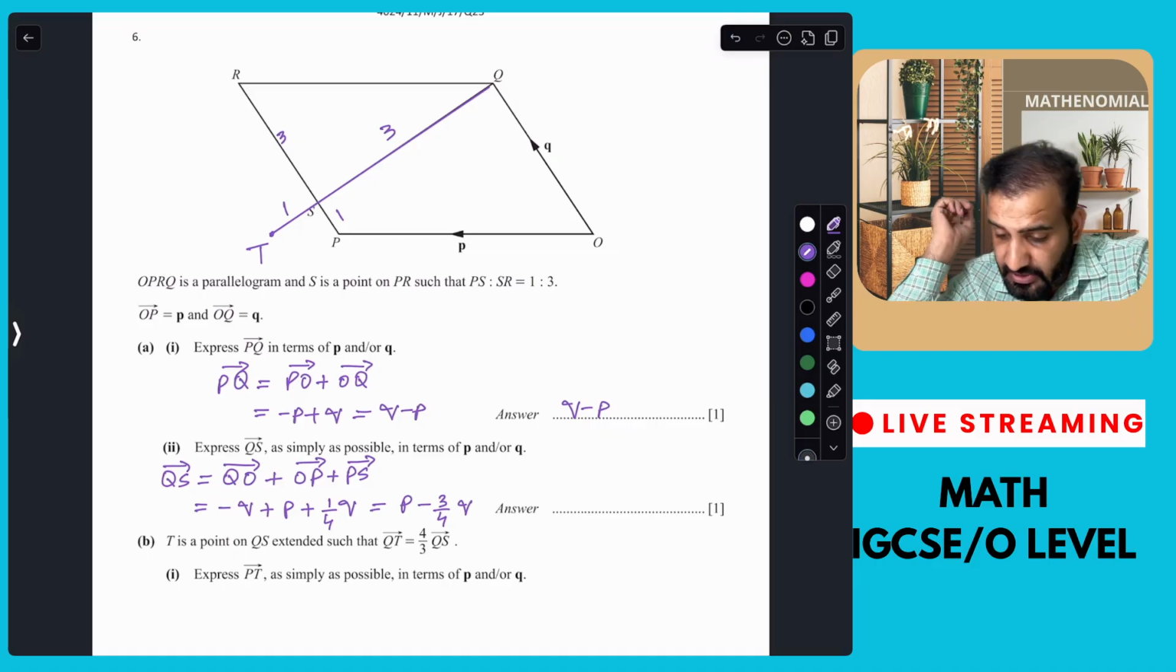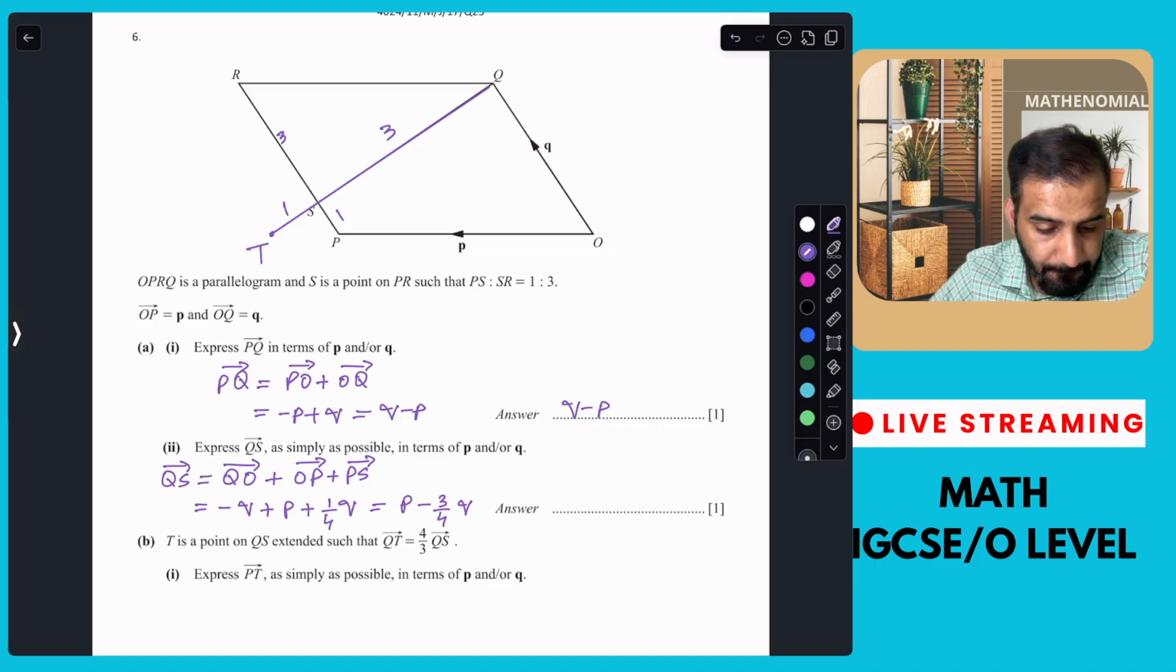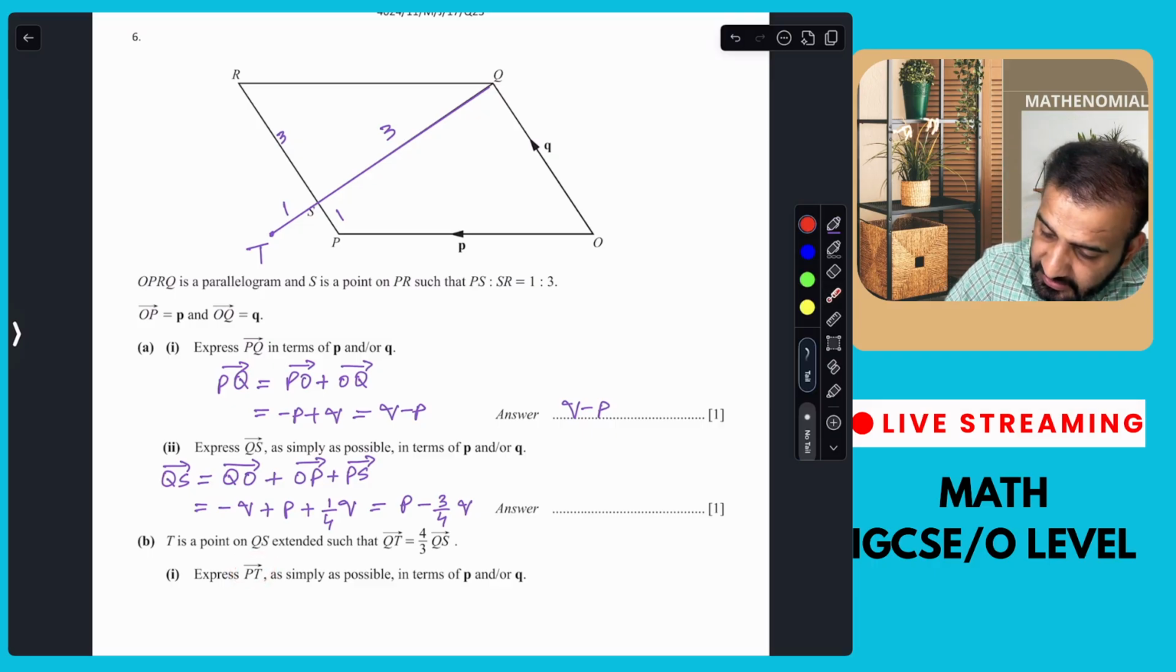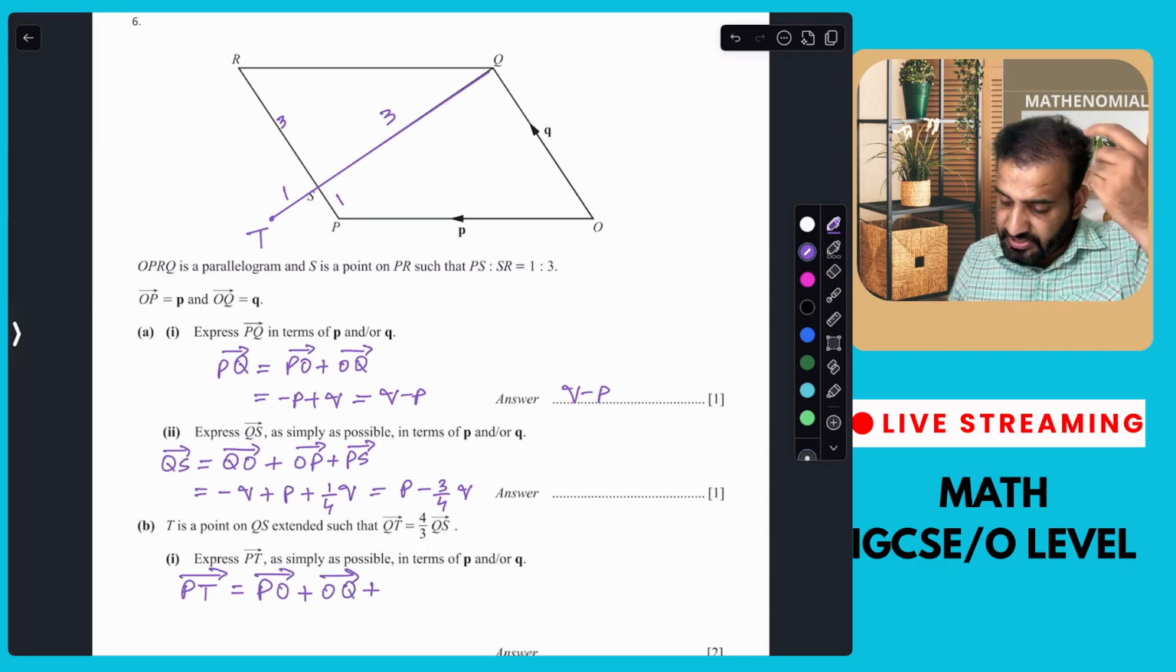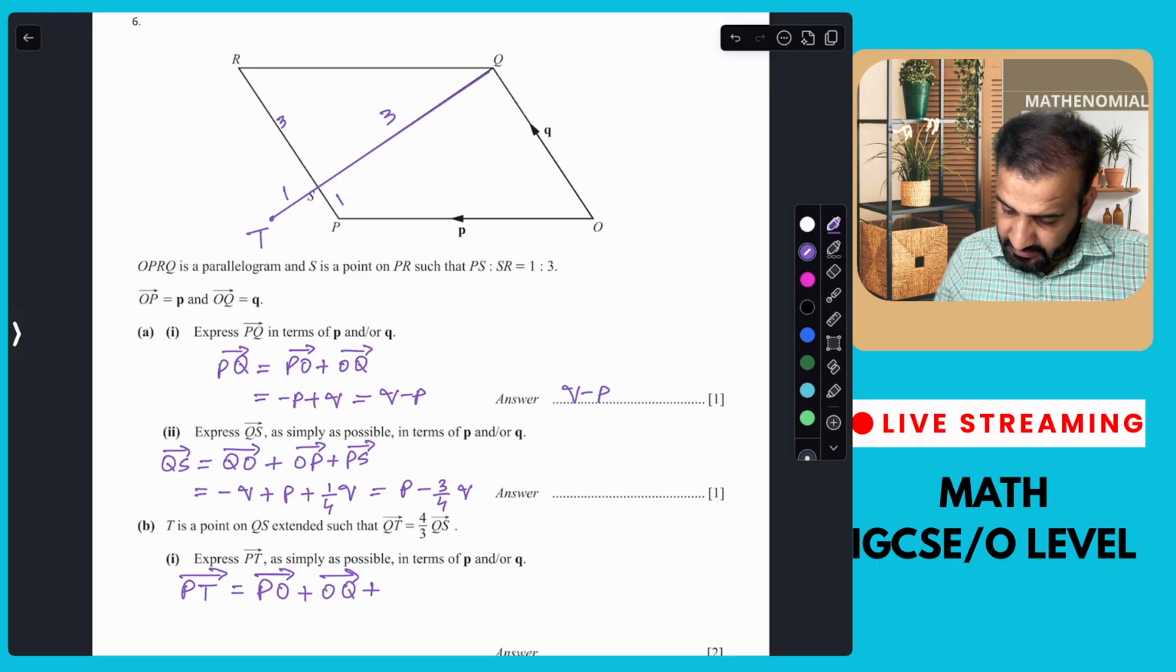So now let's look at the question. Find PT. So we have to come from P to T. How will we get from P to T? From P to O, O to Q, Q to T. So PT equals PO plus OQ plus QT.